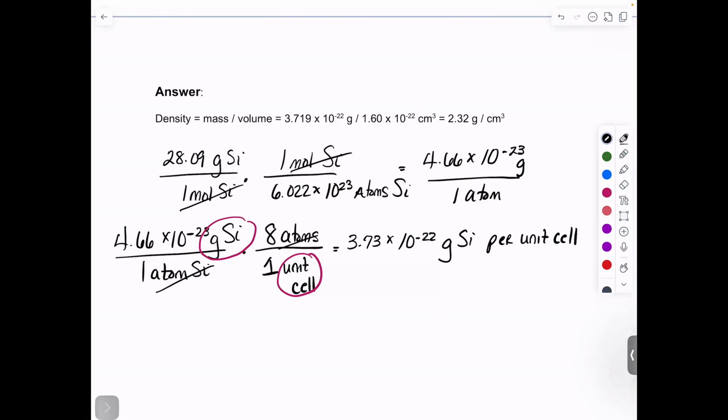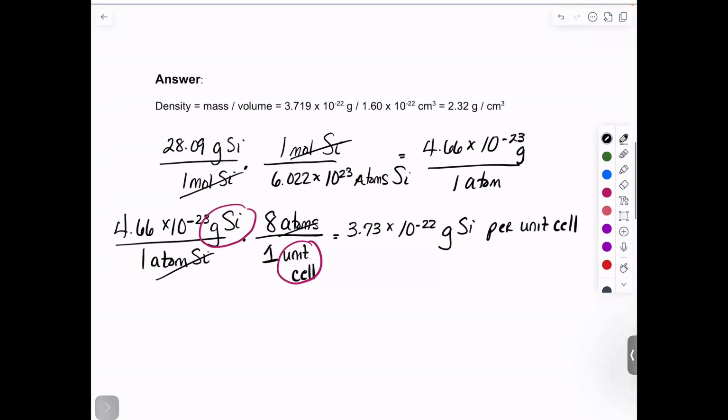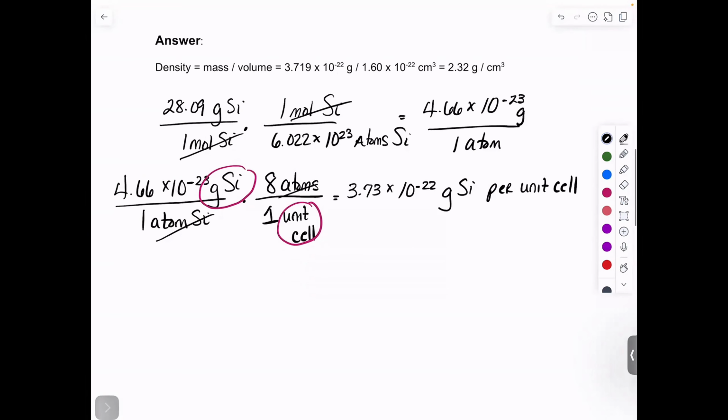And so we're done with the top, right? We know what mass we're dealing with per unit cell. We just need to find our volume, okay? And the only thing we really need to be concerned about is our units. So notice they gave us in the question 543 picometers, right? I'm just going to go ahead and put that back into meters.